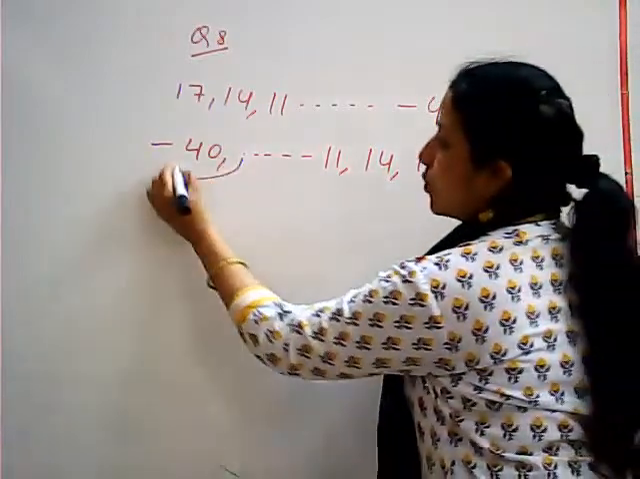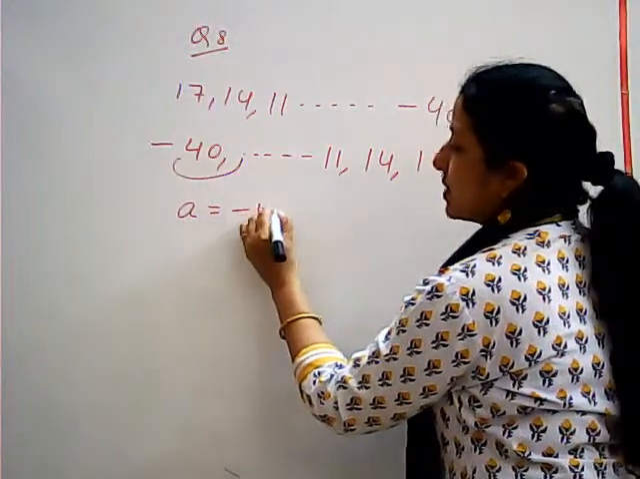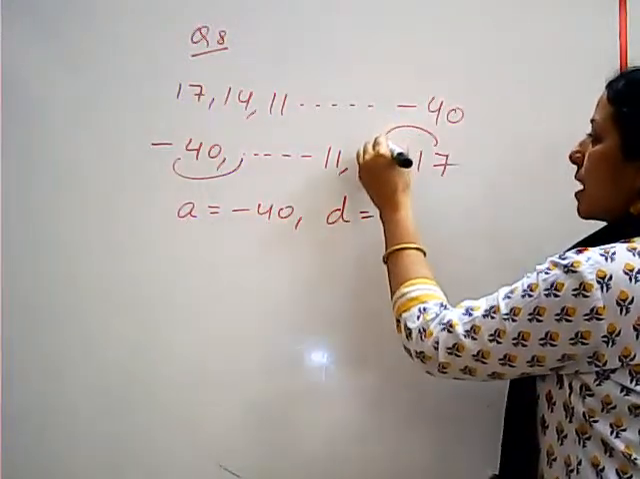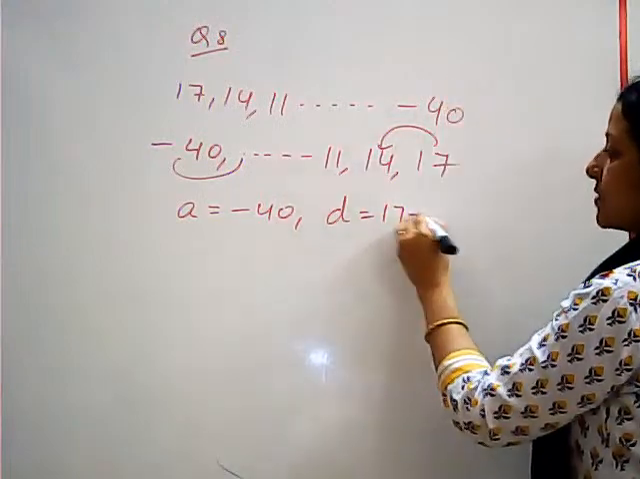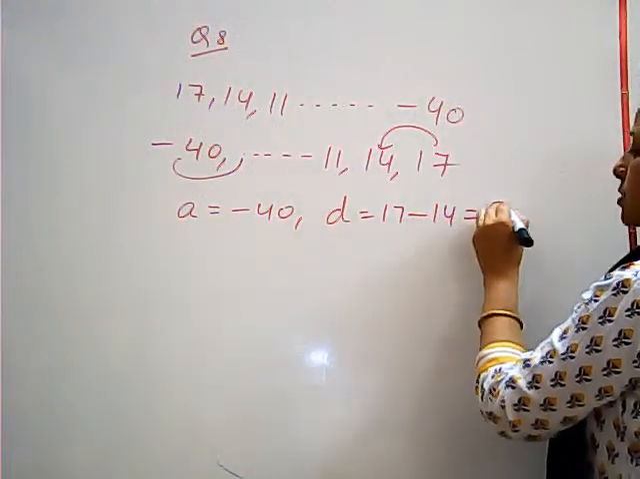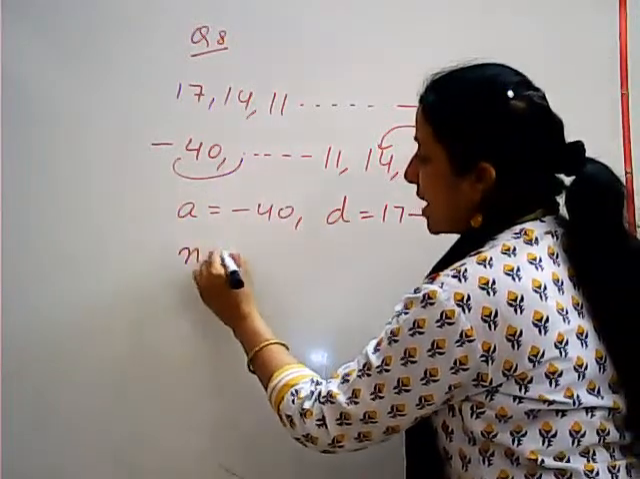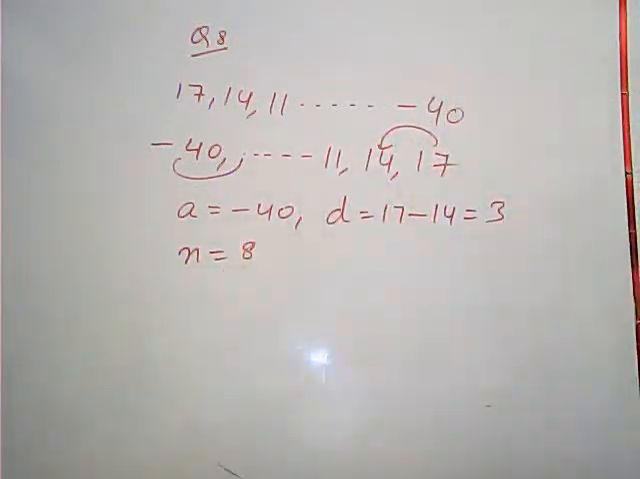So this is the value of A. A is given as minus 40 and D is equal to last minus second last. So you can write 17 minus 14, which is equal to 3. And you have to find the 8th term, so N is equal to 8. Okay.